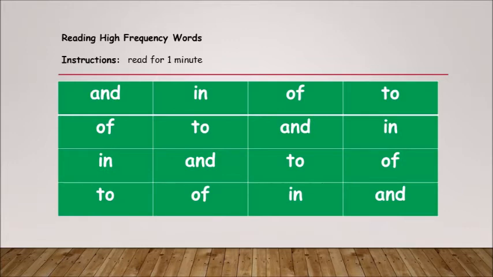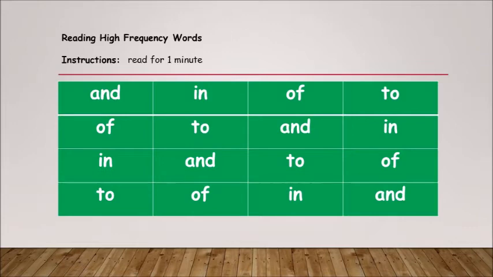Then I would ask the child to read them again and then repeat and read all 4 lines. You can see it's the same words repeated but in a different order, and I would time them for 1 minute, and then I'll make a note of their errors.